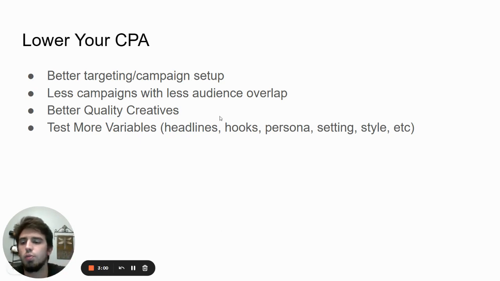So, as for that next point, what you can do to actually lower that CPA and increase the quality of the creatives is you can test some of those variables. You can test different hooks, and you can test different people in the ads. You can test a different setting of the ads. You can test a different style. A lot of these things that you can test are going to be difficult to actually test on your own. If you're just running the same types of ads, if you're shooting the same types of videos, chances are you're going to get very similar results.